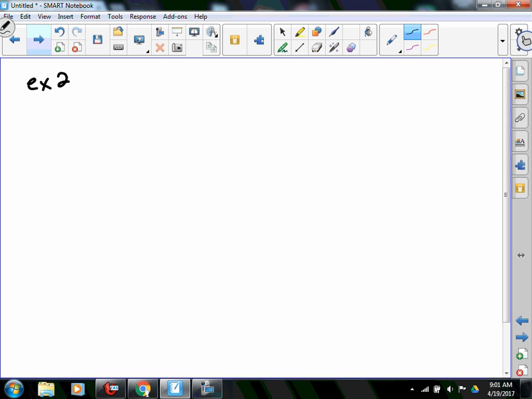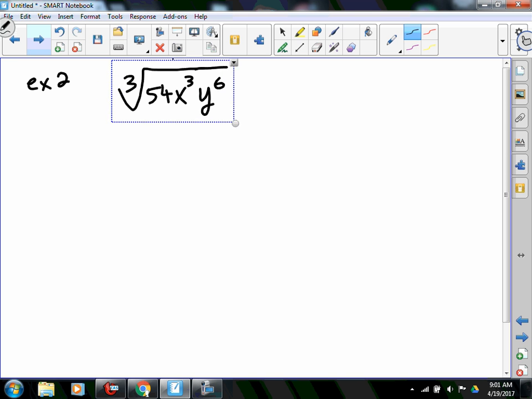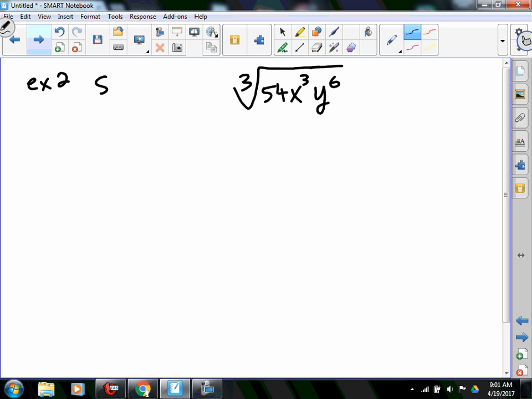Sorry. Let's try this one. Let's go with the third root of 54 x cubed y to the 6. So the directions here are going to be to simplify this expression. Simplify.